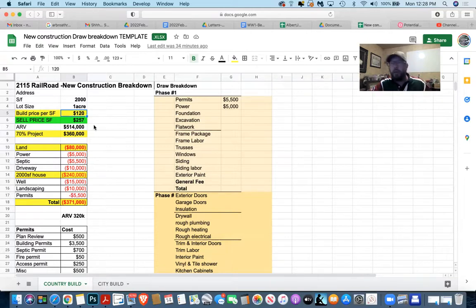So the next part we're going to be talking about is how to get your real estate agent involved. Very important. That's a critical part. You have to know your cost per square foot to build, and your realtor has to know what the retail number is. You have to know that. So we'll talk about that.